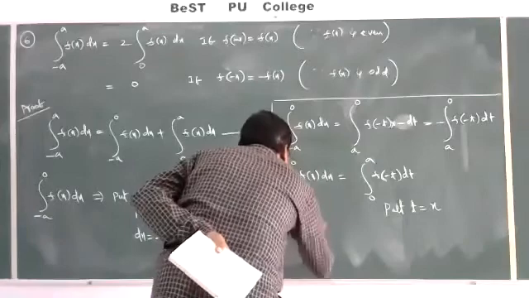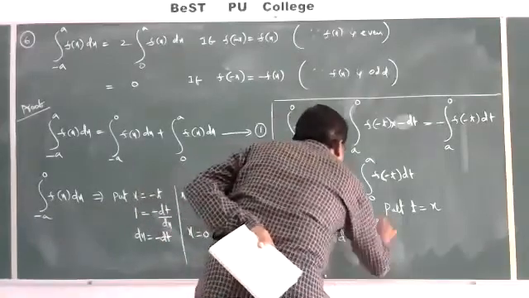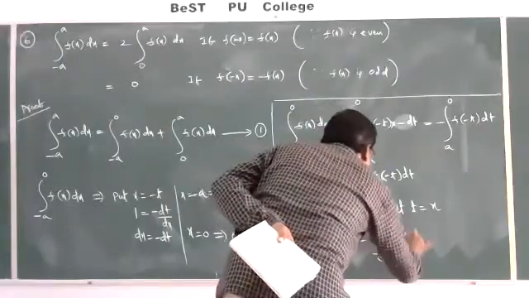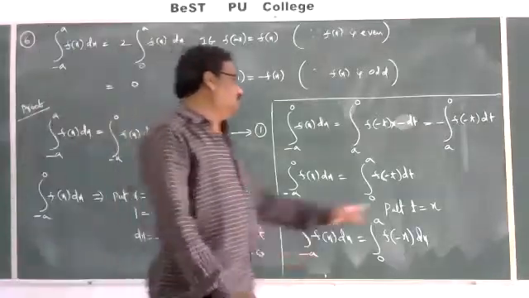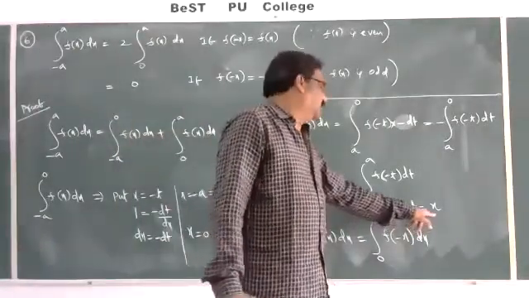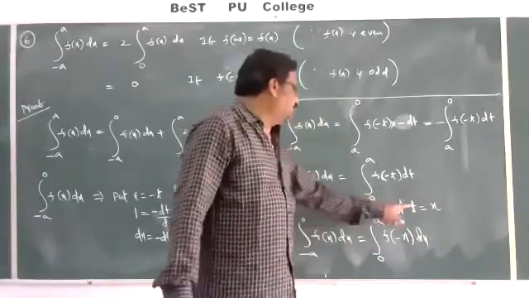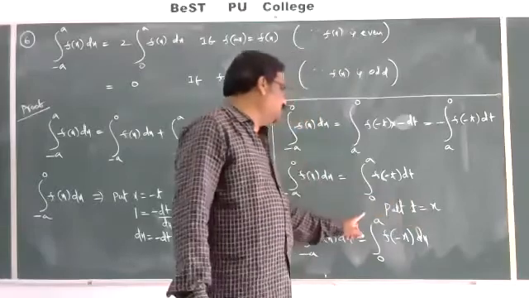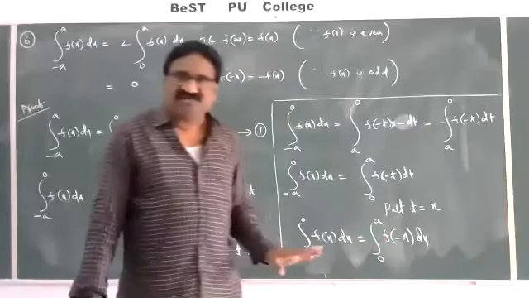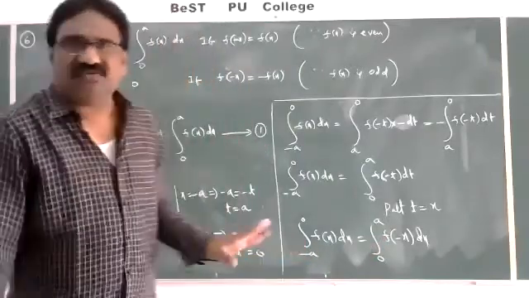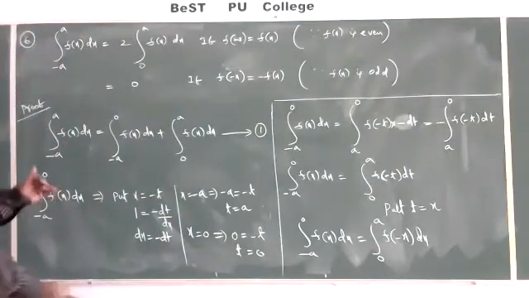Integral from minus a to 0 of f of x dx is equal to integral from 0 to a of f of minus x dx. So here t is equal to x, so dt is equal to dx. For the limits, t is equal to 0 gives x is equal to 0, and t is equal to a gives x is equal to a, so the limits do not change, and dt is equal to dx. That is what we are doing here.